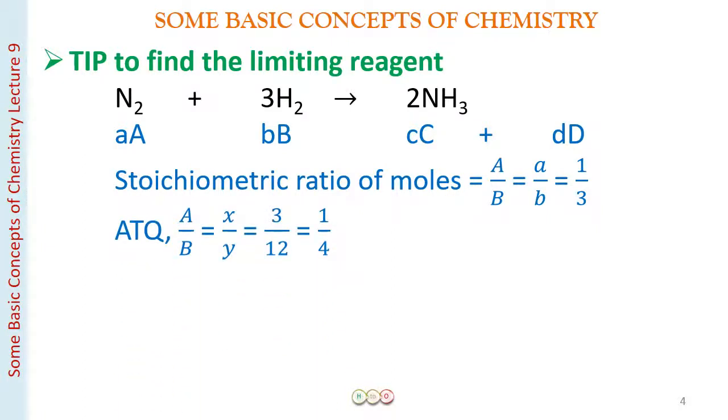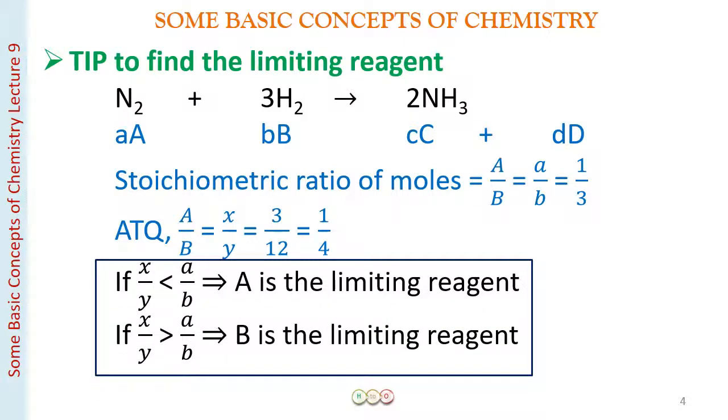Now, according to the question also, you will see what is the ratio of the moles of A to B, and you say that to be X by Y. What I mean by that is what is given to you in the question. For example, in our question, we had taken 3 moles of nitrogen and 12 moles of hydrogen, right? So this ratio would be 1:4. So you have taken two ratios. One is the stoichiometric ratio and the other is the ratio of the moles which is given to you in the reaction.